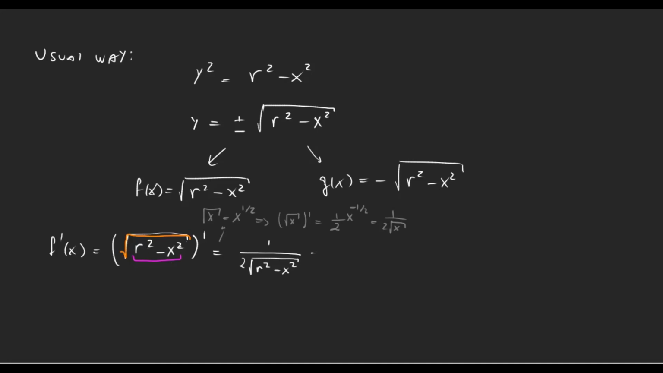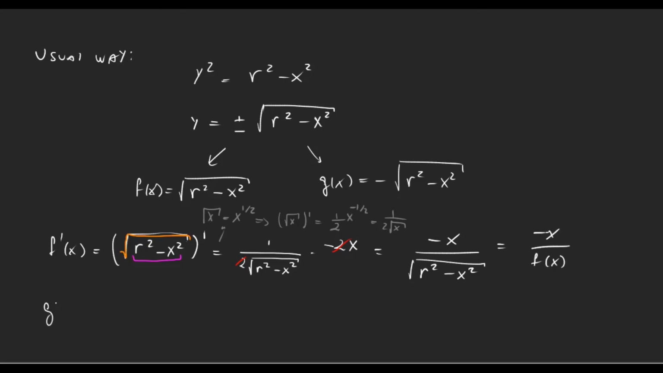So the derivative of minus x squared is minus 2x. And now I can just cancel out the 2's, and we get minus x over the square root of r squared minus x squared. But now this is our original function, so we get minus x over f of x.